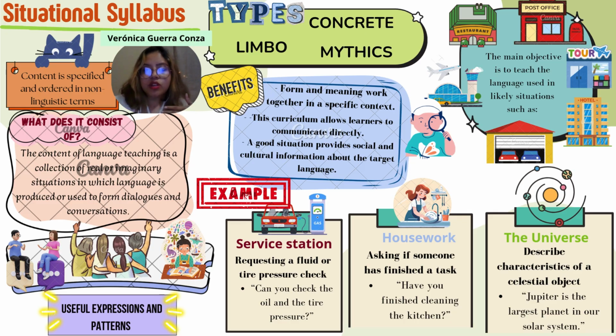a direct relationship between form and meaning in a specific context, facilitating concrete communication and allowing students to acquire relevant social and cultural information about the language. For example, first, in the mechanic shop, requesting a fluid and tire pressure check: Can you check the oil and tire pressure? Second, housework, asking if someone has finished a task. For example, have you finished cleaning the kitchen?